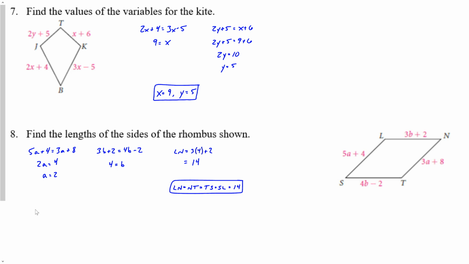So here we have the work to find the values of A and B. But now notice again, the job here is to find the lengths of the sides of the rhombus, not just solving for the variables like it was in number 7. So make sure you're reading carefully. Here, since all 4 sides are congruent by the definition of a rhombus, all 4 of those side lengths would be 14.